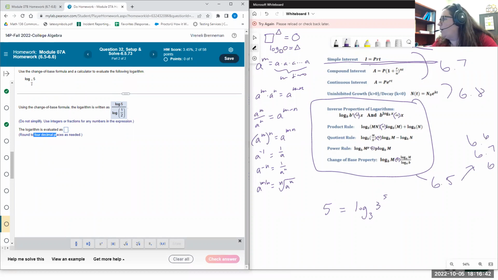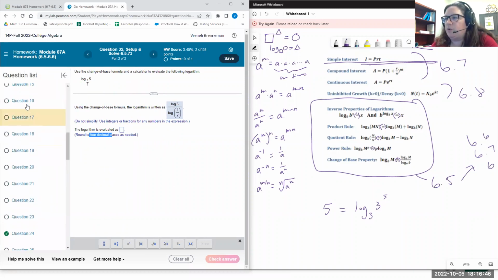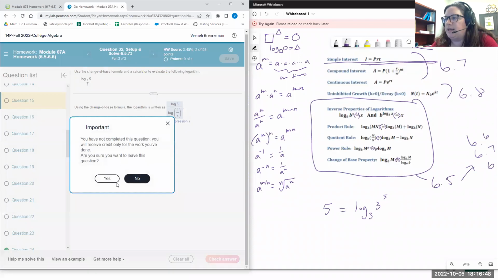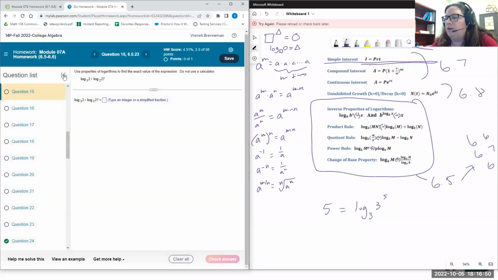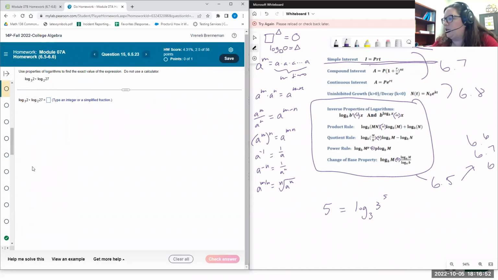But I did want to look at one other thing with the change of base formula. So this is question number 15. So here's an example of where you have to have the change of base formula.